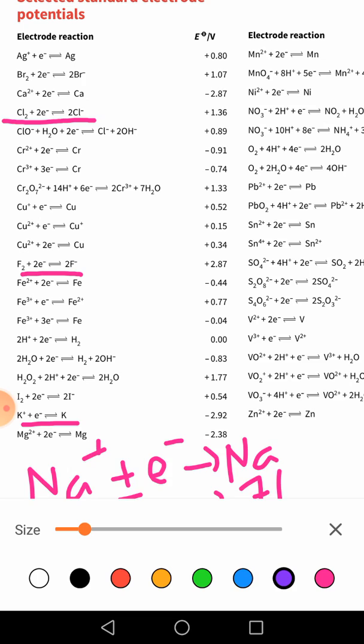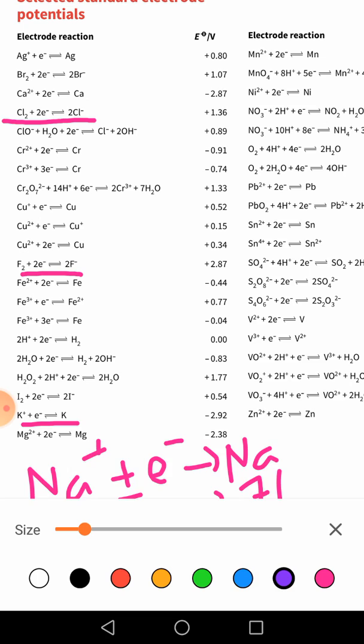Okay. Now let's see. The anions are chloride and fluoride. You know, anion means a negative ion. So chloride and fluoride are anions. Okay, so anions have to be oxidized. So let's find out which anion is very difficult to reduce, and that anion must be easier to oxidize.